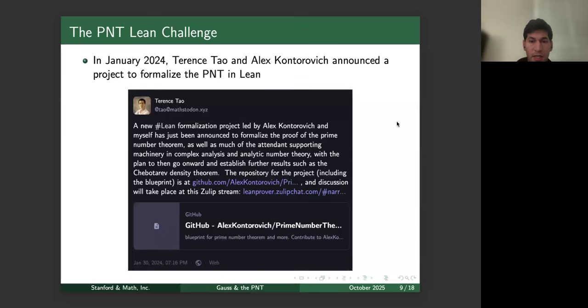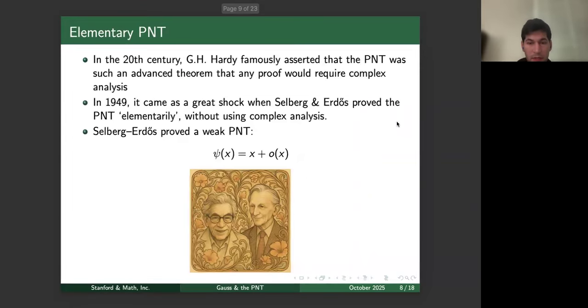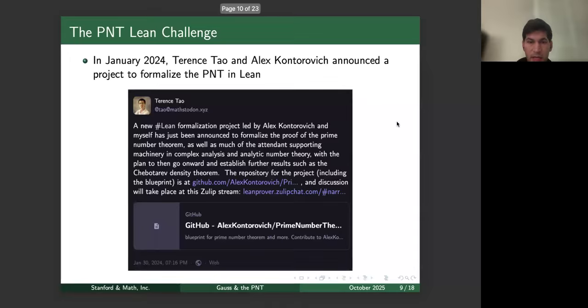It should be said that this was announced in January, and already by February, one month later, they had proven in Lean the weak version of the prime number theorem of Selberg and Erdős, getting some qualitative error, and the rest of the project was then devoted to proving the classical error term using complex analysis.